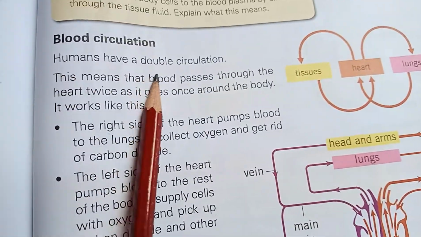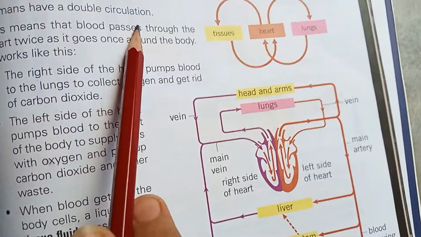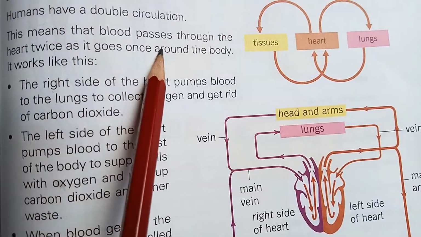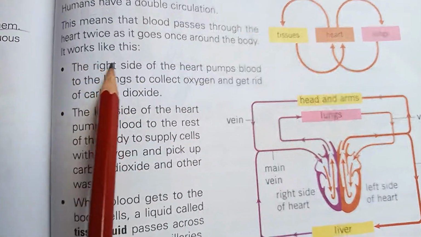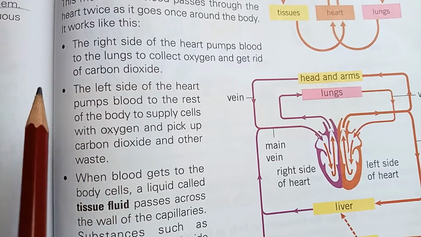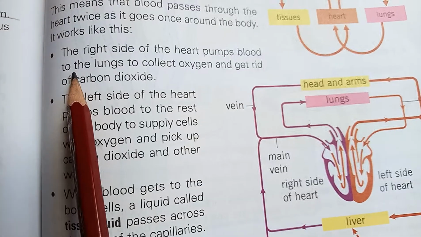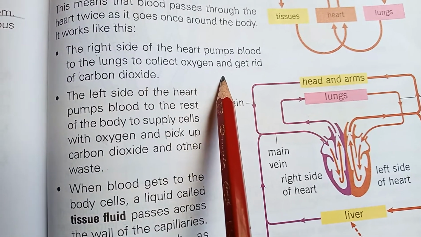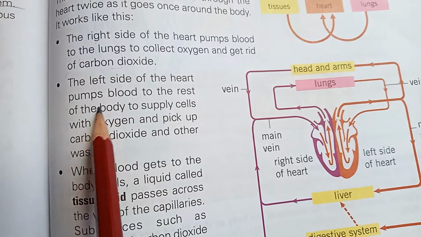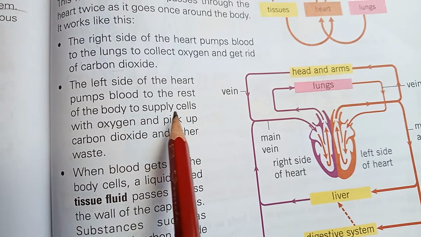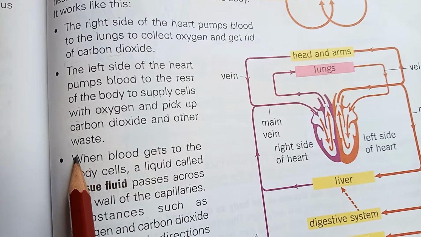How does the blood circulate? Humans have double circulation. This means that blood passes through the heart twice as it goes once round the body. It works like this. You can see the first way. The right side of the heart pumps blood to the lungs to collect oxygen and get rid of carbon dioxide. The left side of the heart pumps blood to the rest of the body to supply cells with oxygen and pick up the carbon dioxide and other waste.